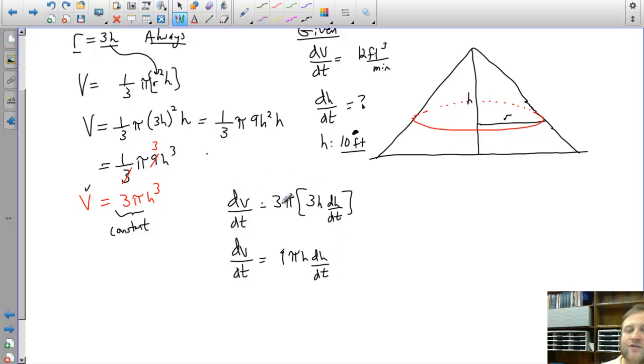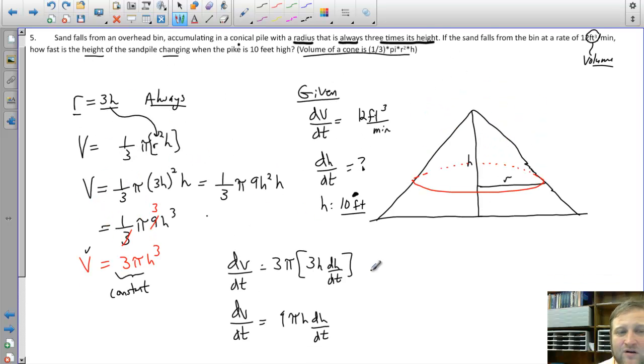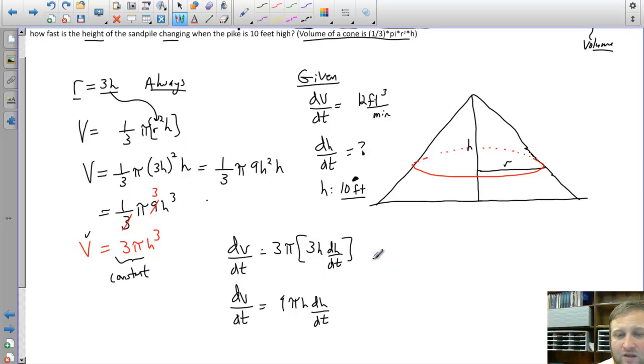We took the derivative of this volume equation with respect to time, and notice it made it a lot easier because I don't have to work in terms of a product rule here. I just can work straight through and use our power rule. So let's go see what we have and make sure we have everything we need to solve this.